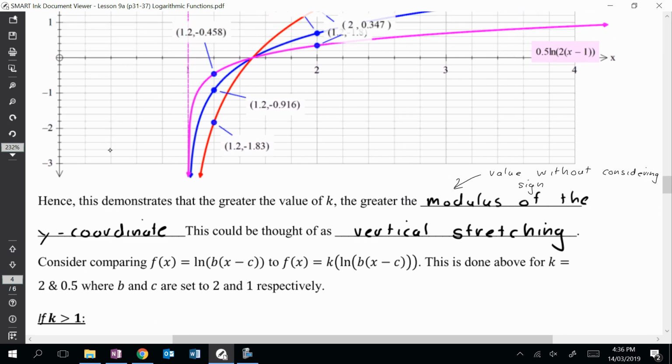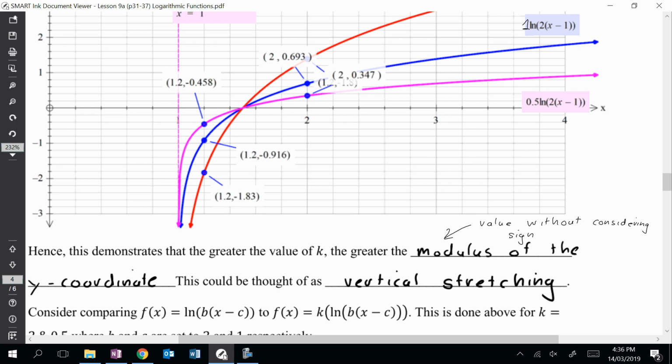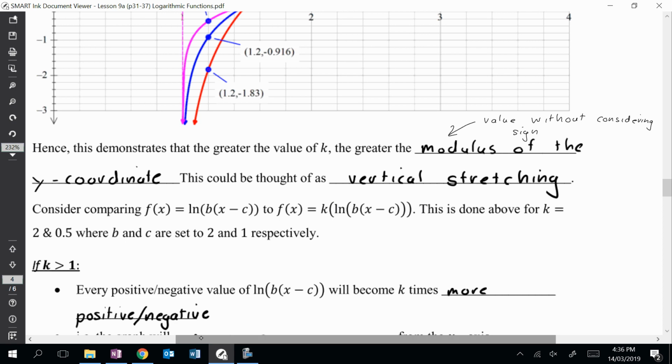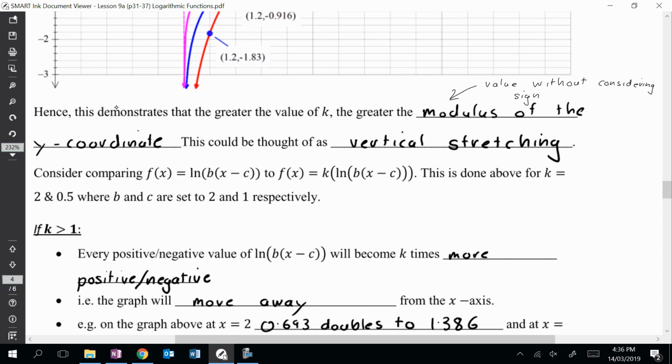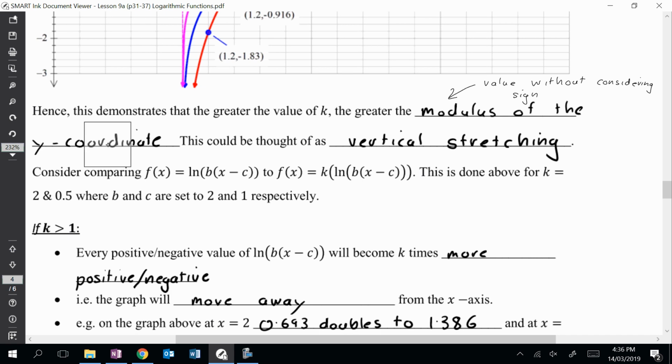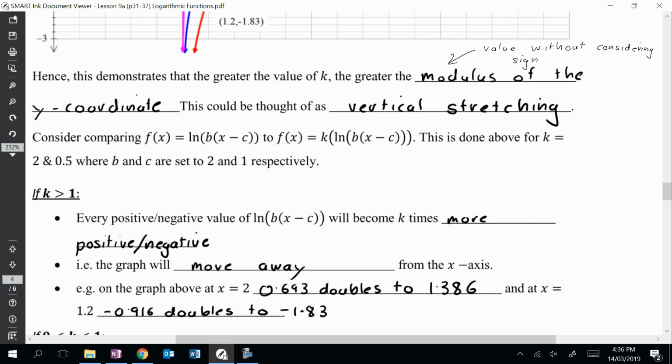So if k is greater than 1, so we're talking about the situation where it's 2, then it's going to get further away from the x-axis. So it becomes more positive or negative. Remember, when we say the modulus, it's the value without considering the sign. So the modulus of these values has doubled, and so it's become either more positive or more negative. So the graph moves away from the x-axis, and then, as we mentioned, 0.693 doubles to 1.386, and at x equals 1.2, negative 0.916 doubles to negative 1.83. So there's this doubling factor going on.